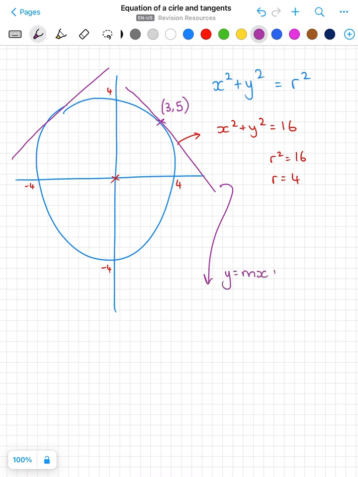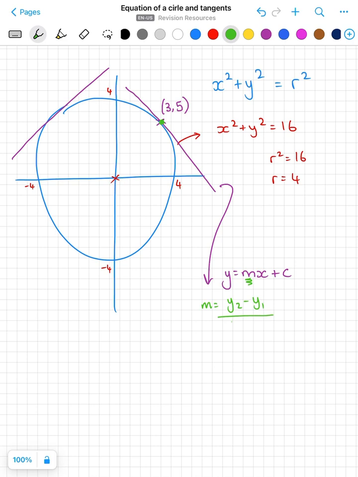Now that tangent is a straight line and it will be in the form of y equals mx plus c. So as with all y equals mx plus c questions, our starting point is to find the gradient. The problem is we only know one set of coordinates that lie on that straight line. We need a minimum of 2 coordinates that lie on a straight line to find the gradient.